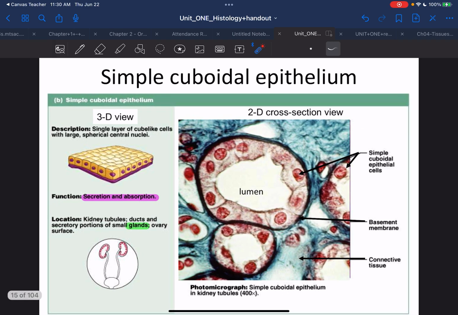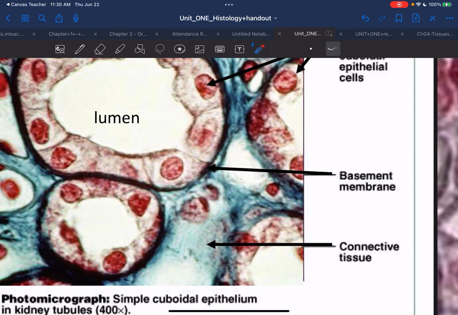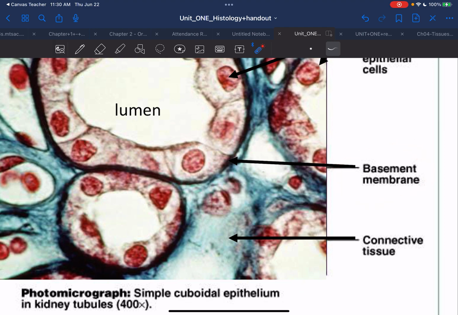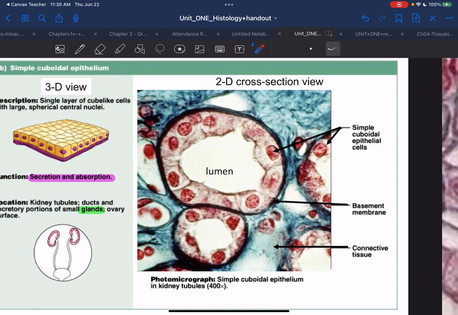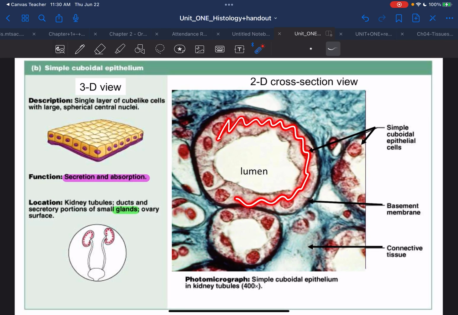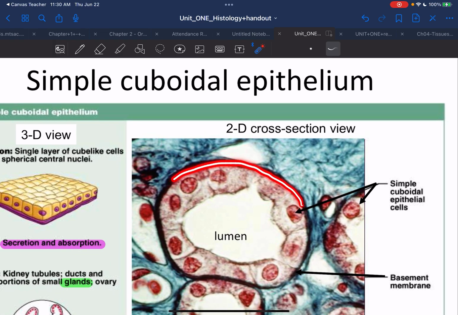And what's underneath basement membranes? Connective tissue. And you can even see the basement membrane, and then you can see connective tissue at the very bottom of the tissue, below the actual cuboidal cells. We haven't even learned what this is yet, so you don't really care. You just know generally it's connective tissue. What is the tissue type of all of this here? Epithelial. What is the tissue type over here in blue? Connective, underneath the basement membrane. Okay.